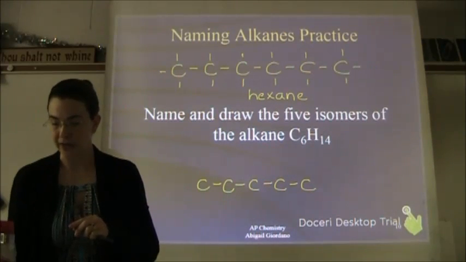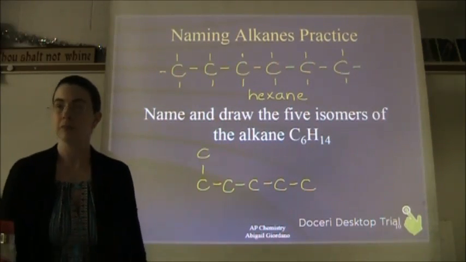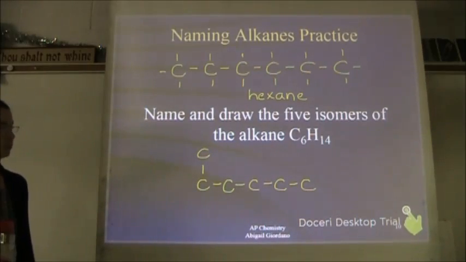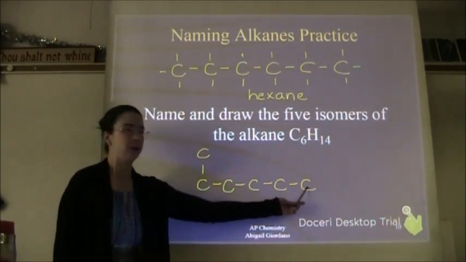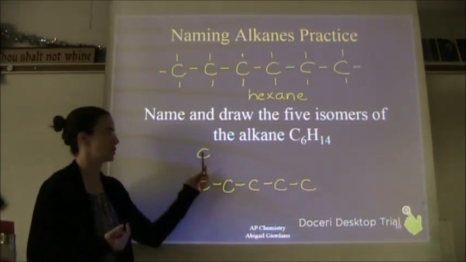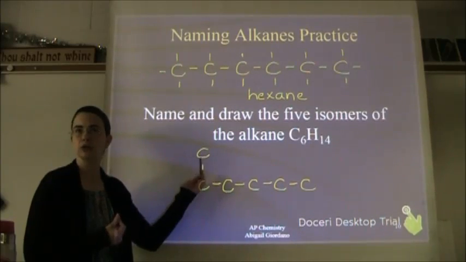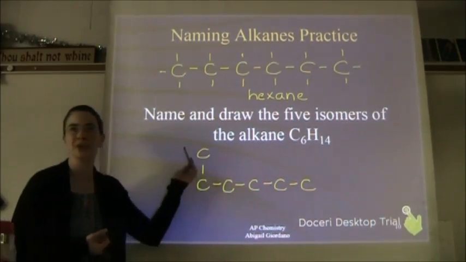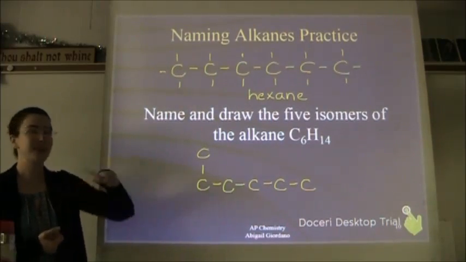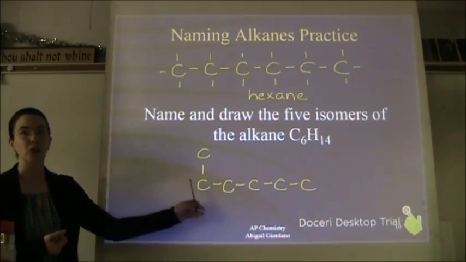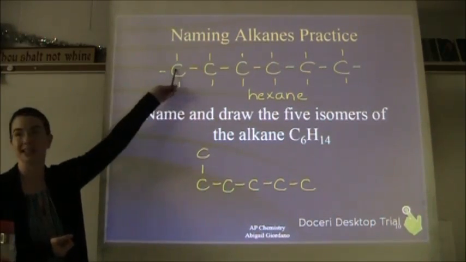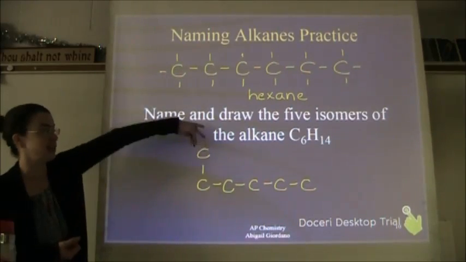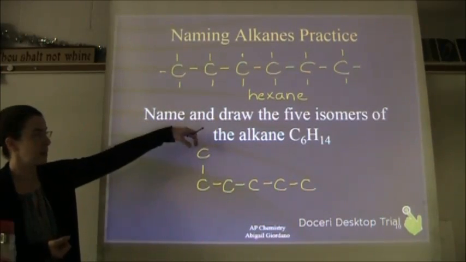Some people are going to draw this. I mean, it's 5 carbons, and I took that 6th carbon and just attached it, right? What's wrong with this? It's still just 6 carbons in a row. This is hexane. This is not a new isomer. This is the same thing as that. Just because I bent it doesn't change it. Okay?